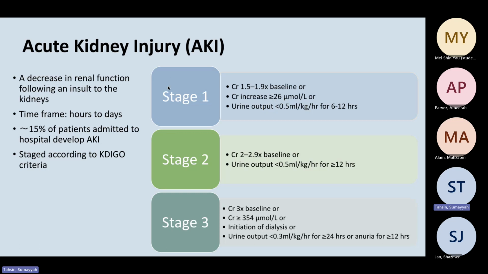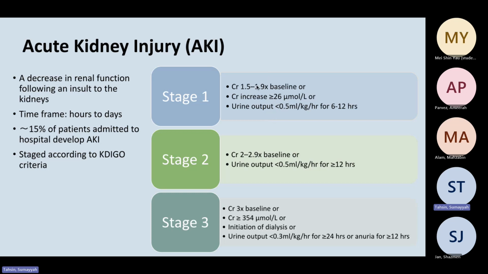So as you can see from here, stage 1 AKI would mean if a patient's creatinine has increased between 1.5 to 1.9 times their baseline, or the creatinine has increased by more than or equal to 26 micromoles per liter, or their urine output is less than 0.5 milliliters per kilogram per hour for 6 to 12 hours. Now, these criteria are really important to understand and memorize because you'll get a lot of questions that ask you to identify the stage of AKI a patient is in.